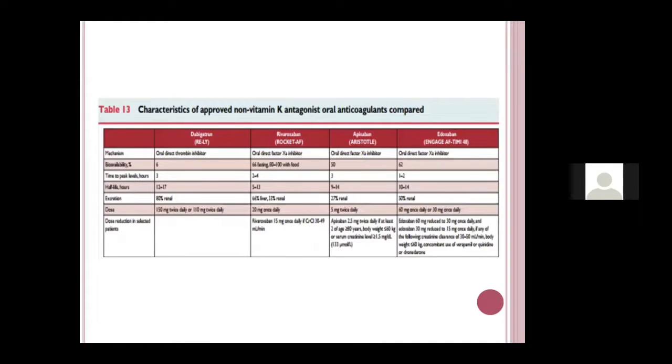Now this is a comparison. As we can see, dabigatran has significant renal excretion, whereas rivaroxaban and apixaban have more hepatic excretion. The half-life of dabigatran is 12 to 17 hours, whereas the others have a little lower. The important thing is the dose. Dabigatran is given at 150 twice a day or 110 twice a day. Rivaroxaban is given 20 milligram once a day. Apixaban is given 5 milligram twice a day.